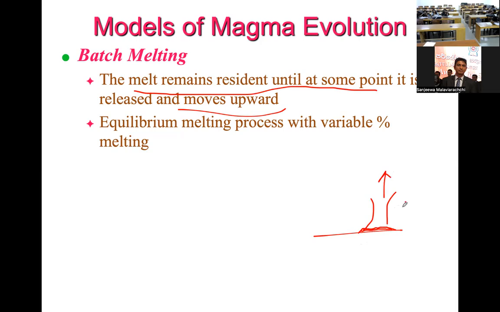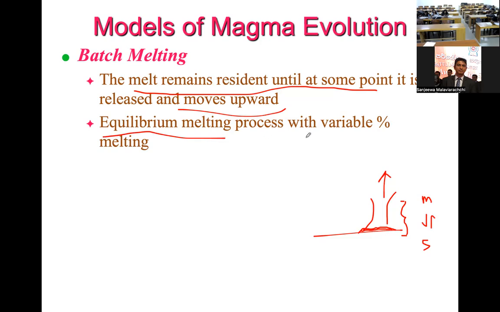Until the time it starts to escape from the system, the melt remains in equilibrium with the solid. Okay, so we have a solid component here, and a melt component here. These two are in touch, in touch means without any reaction, right? They remain in equilibrium. So in batch melting the melt and solid remain in equilibrium, and therefore this is also called equilibrium melting, right?